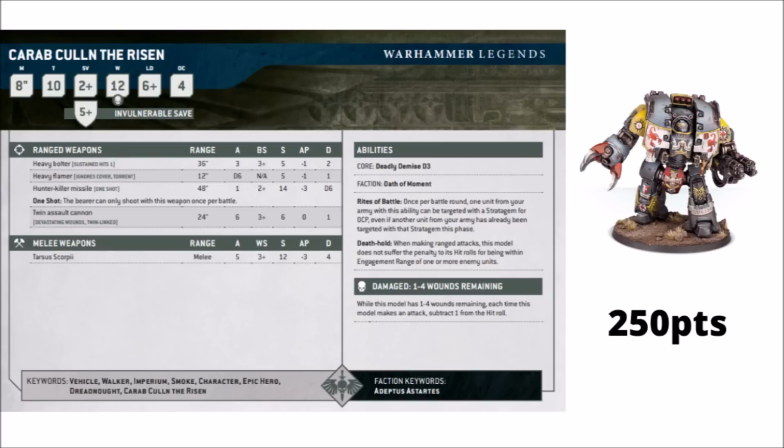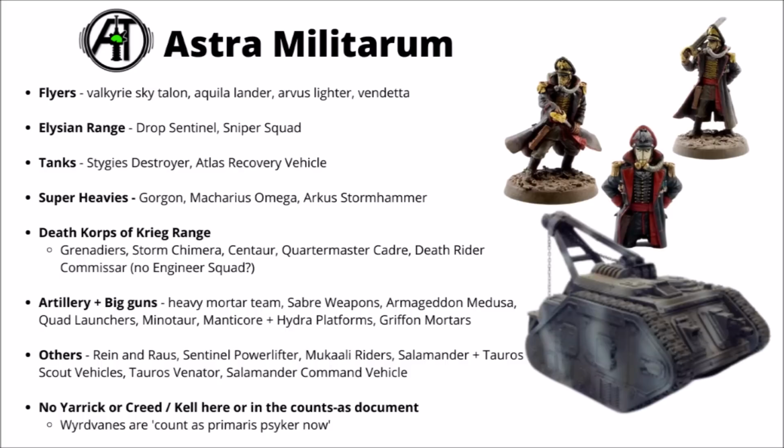So he could blaze away pretty happily with his assault cannons and hunter-killer missiles if he wanted, even while he's tangling with them with his Strength 12 and Damage 4 Tarsus Scorpii weapon. Generally another big section whenever it comes to Legends and Legacy rules as the Astra Militarum.